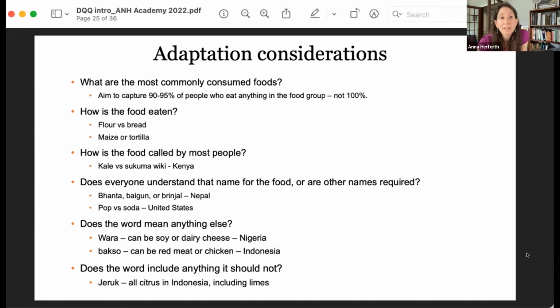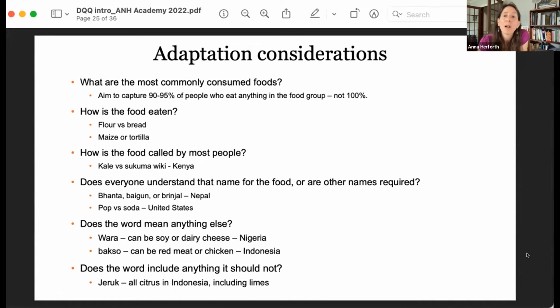How is the food eaten affects how we ask about it. For example, we don't ask people if they had flour, because nobody eats flour. They eat things made from flour like bread, or maize may be actually mostly consumed as tortilla. So using the words of foods that are actually consumed.